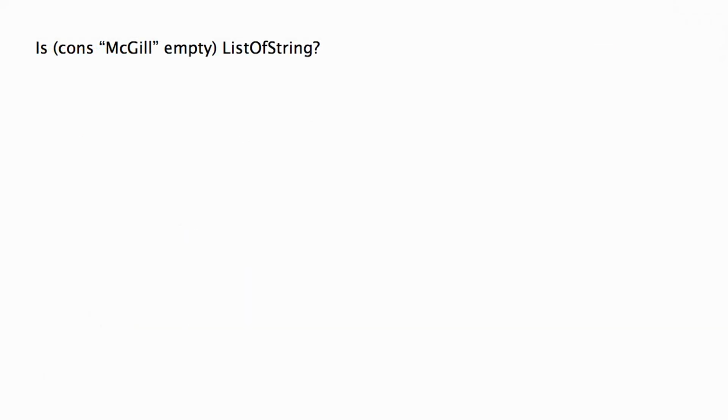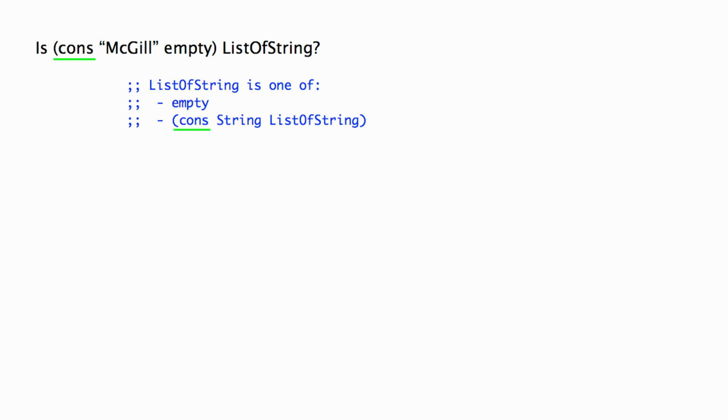Again, we want to ask, is that list of string? Well, here's the type definition for list of string. And there's 2 cases. Let's see, does cons McGill empty match the first case? No, it doesn't. Cons McGill empty definitely isn't empty. Let's try the second case. Well, cons McGill empty starts out with open paren cons, which is how the second case starts out, so that looks promising. And cons McGill empty has this closed paren at the end, which the second case also has, so that looks promising.